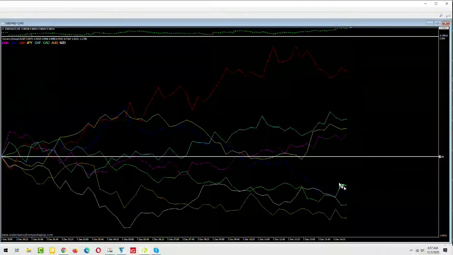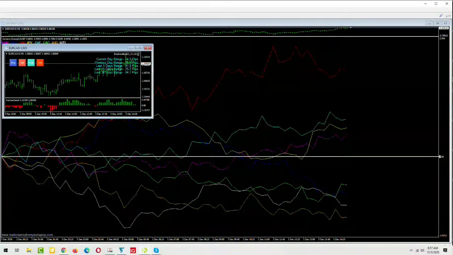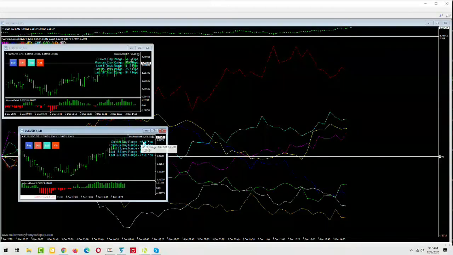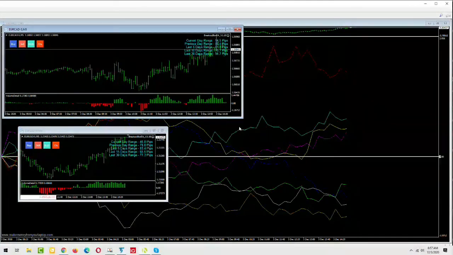So what we could do here is take that information. I'll just pull these over instead of flipping back and forth. We could look at the euro CAD, we could look at the euro USD, and see which one of those best fits our bill. The euro USD has moved about 46 pips right now on an average of 65 to 70. The euro CAD has moved 54 pips.